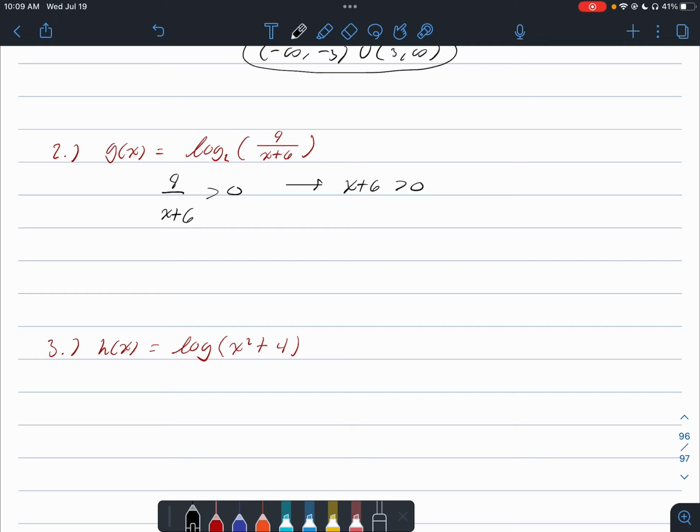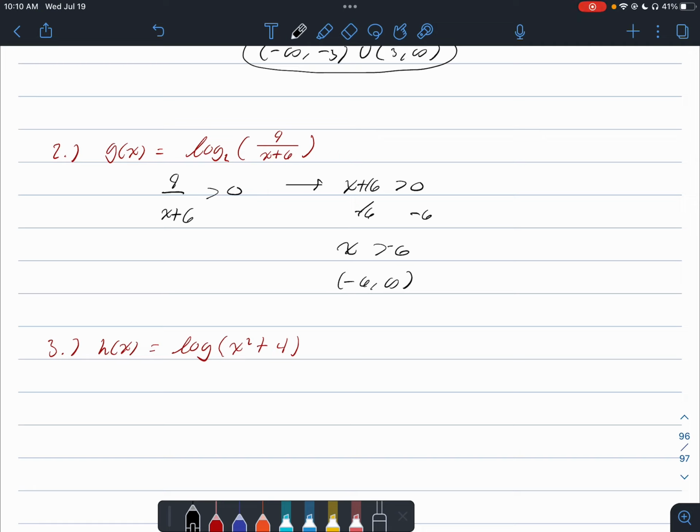And to see why this is, if x plus 6 was not greater than 0, then it would become negative. That would be the only time that this expression would be negative, is if x plus 6 was less than 0. So we need x plus 6 to be greater than 0. So we can take 6 away from both sides, and we get x greater than negative 6. So we would actually have negative 6 to infinity. These are all of the values that would make sense here.